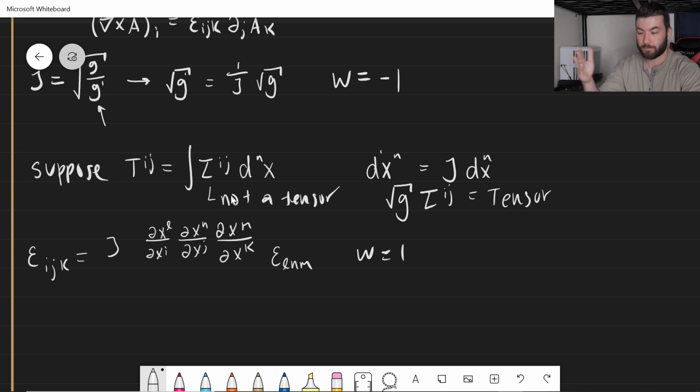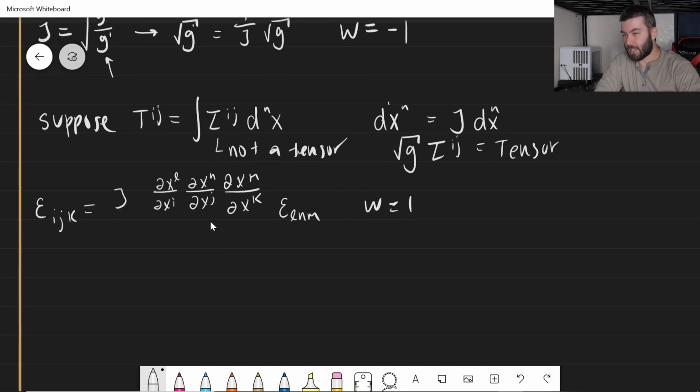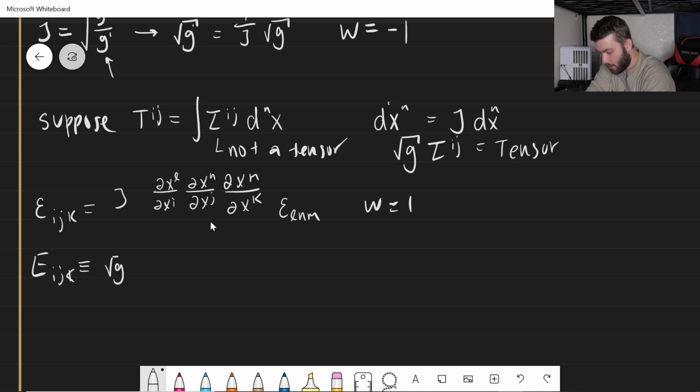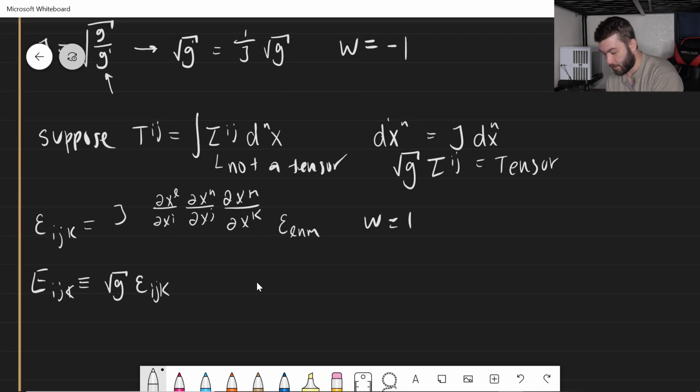So we will take as our new definition of what's called the Levi-Civita tensor, I'm going to call it E ijk, which is defined to be root g times epsilon ijk. So this is a full-fledged rank 3 covariant tensor. So this is a tensor. This is a tensor. Nice.